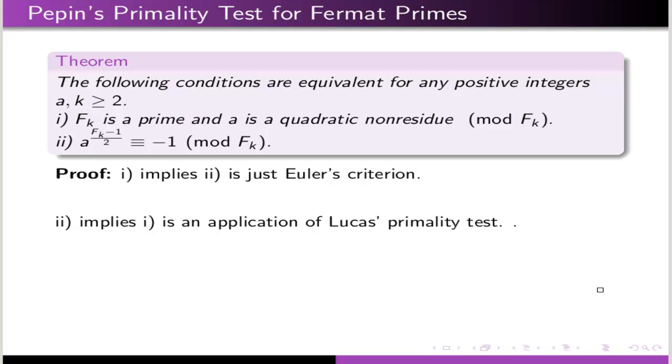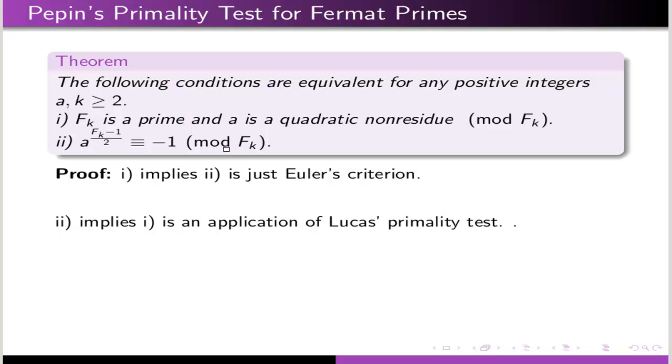Pepin's primality test gives us a simple way to test for when a number is a Fermat prime. It says the following. We have two conditions, that F_k is a prime and a is a quadratic non-residue, is equivalent to the single condition that a to the (F_k minus 1) over 2 is congruent to negative 1 mod F_k. Now one direction is trivial and we've already done it: if F_k is a prime, then by the Euler criterion we have a to the (F_k minus 1) over 2 is congruent to negative 1 mod F_k if and only if a is a quadratic non-residue.